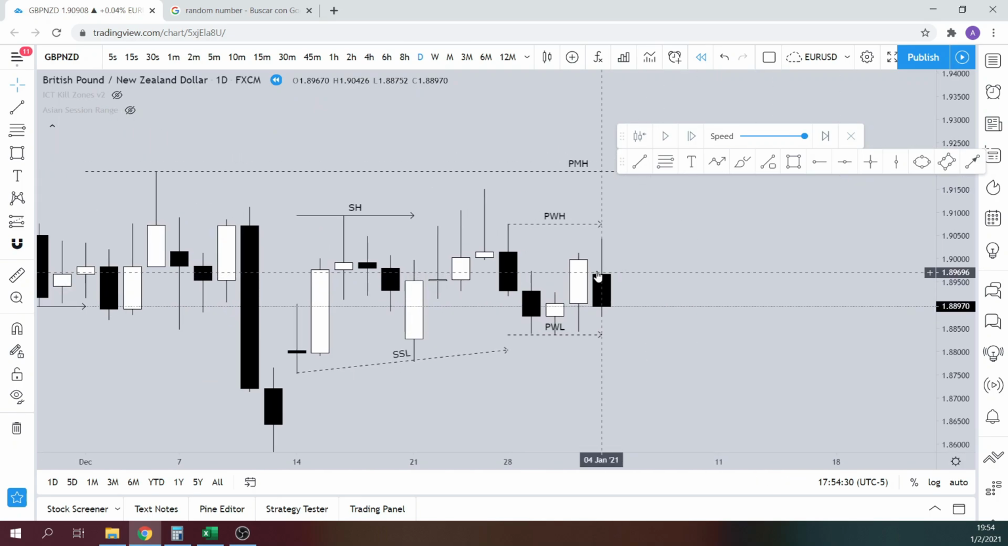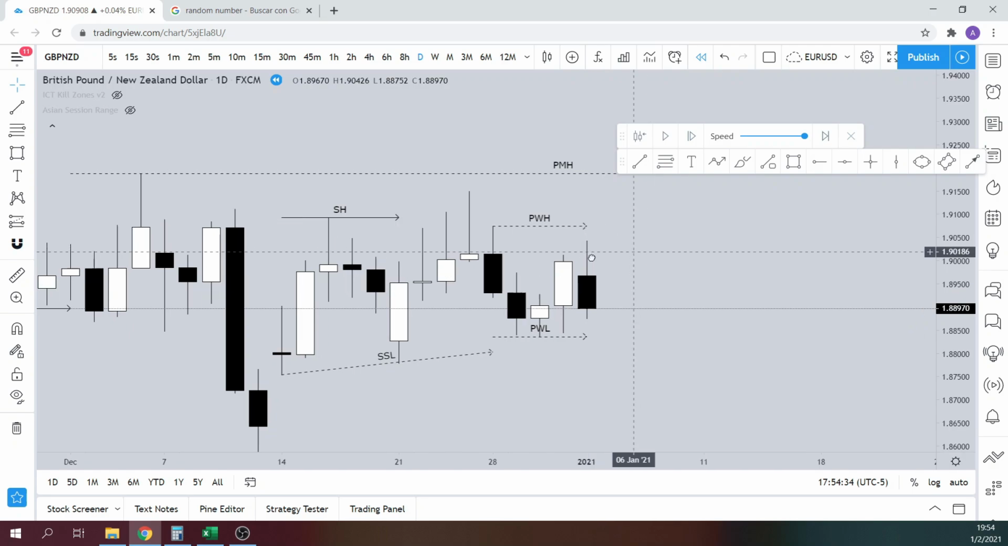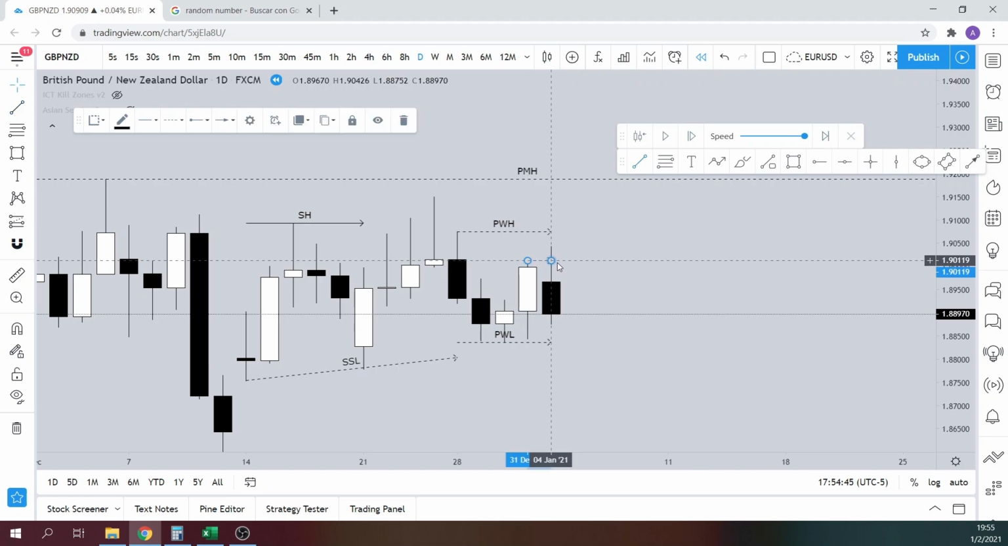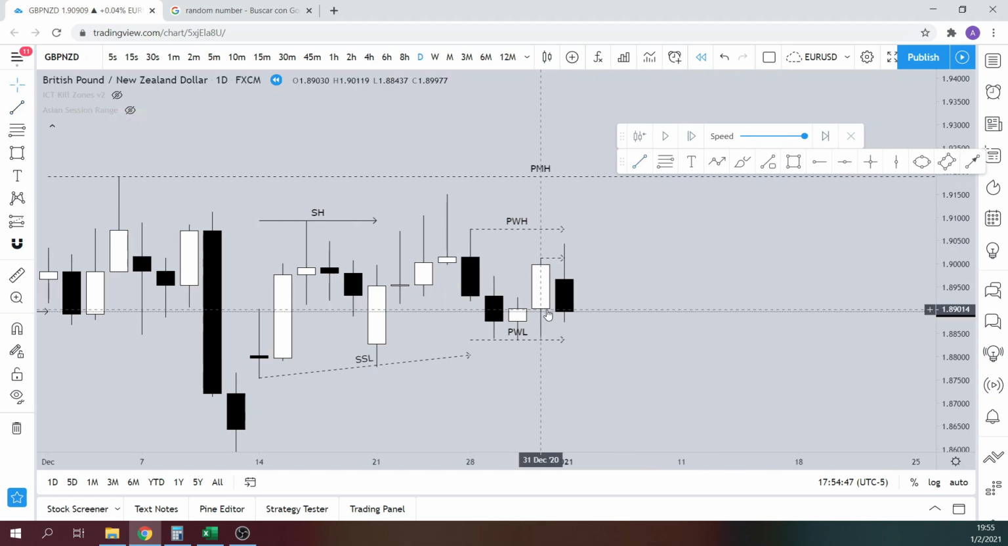On the daily chart, the last day that we are seeing here is this one, January the 4th. We can see that this day took out liquidity on the buy side by grabbing the liquidity of the previous day high, which was this one right here. And now it's trying to go lower and even closing below the previous day open, which is this one.